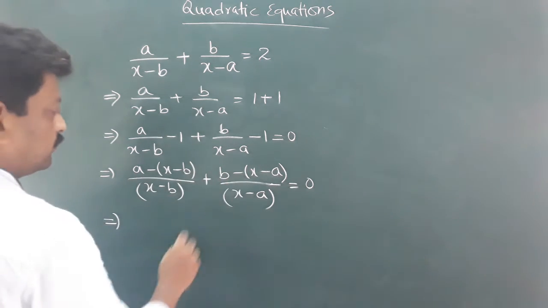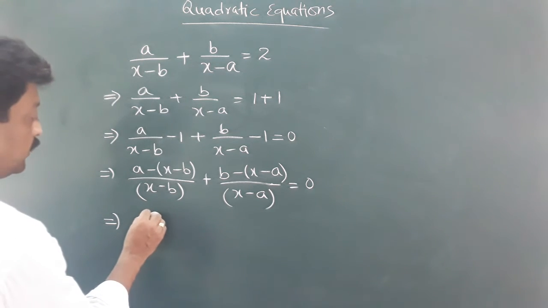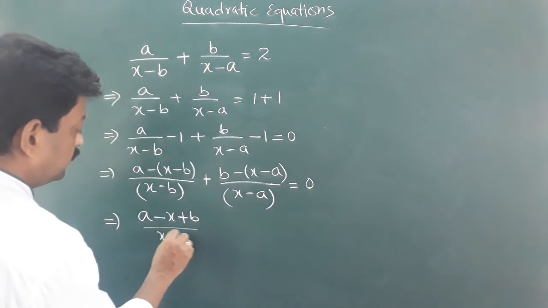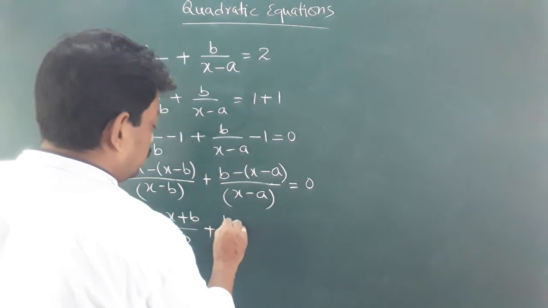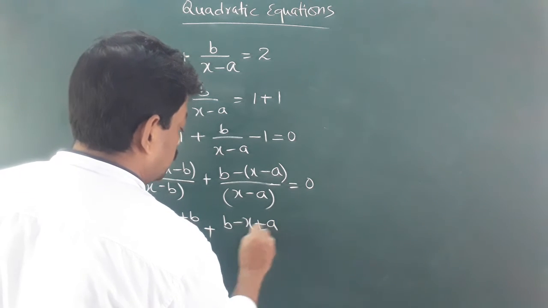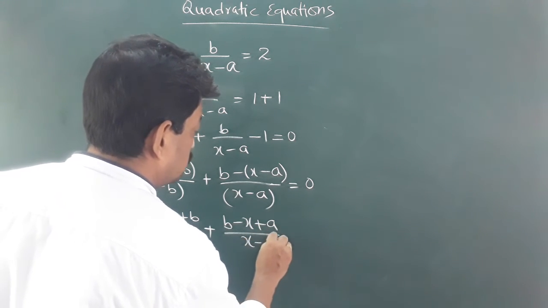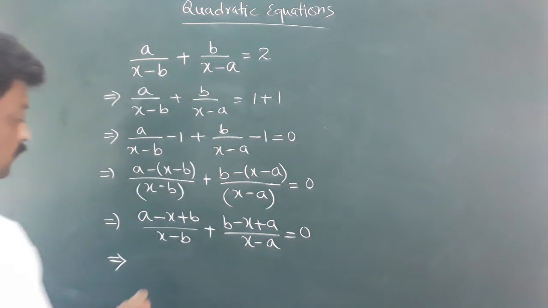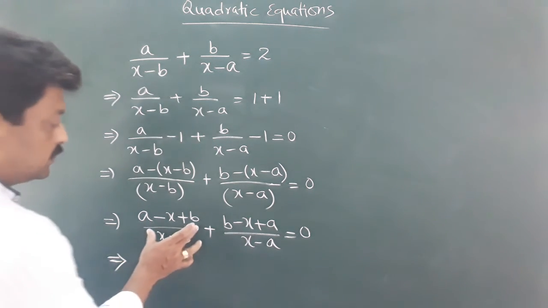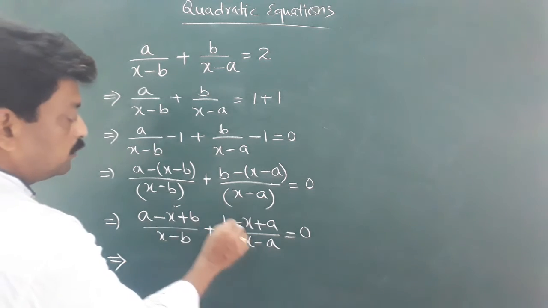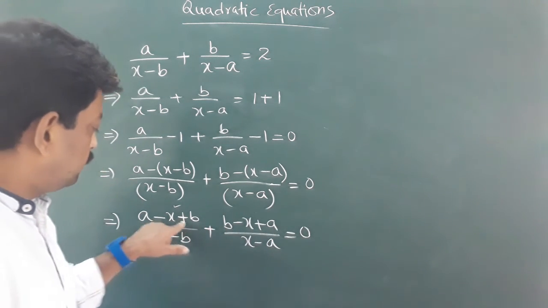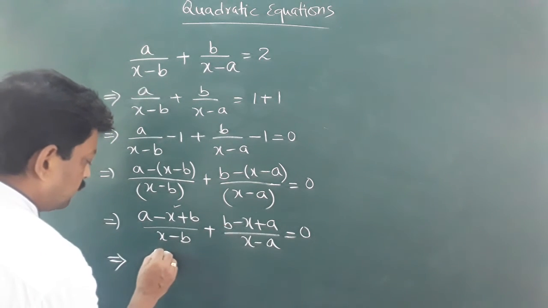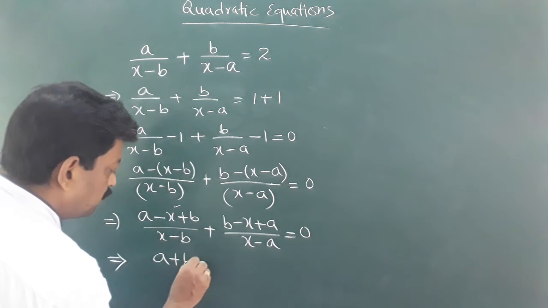Now open the bracket on the top, so it will be a minus x plus b upon x minus b, and here b minus x plus a. You can see both the numerators are the same. It is a plus b minus x. Here also a plus b minus x. Both are same, so I am taking that one as common. A plus b minus x common.